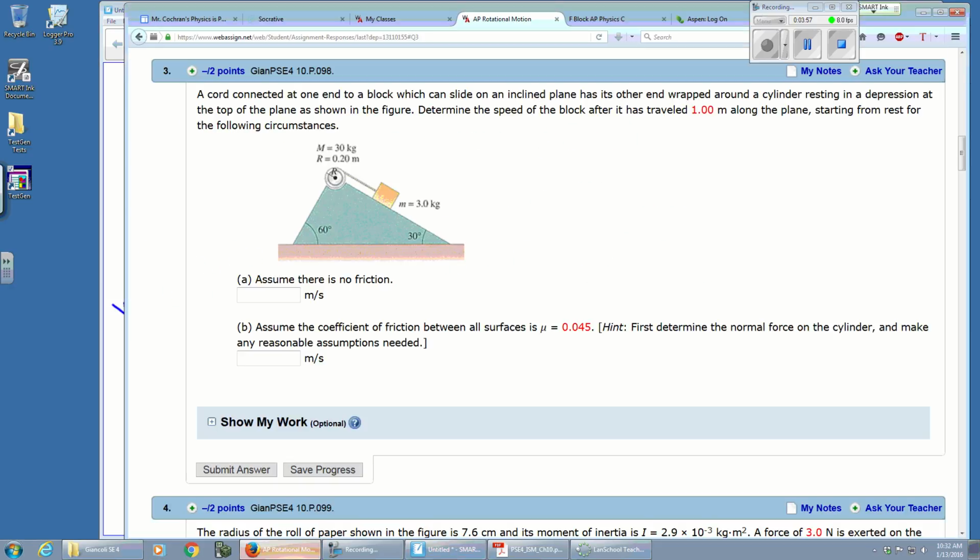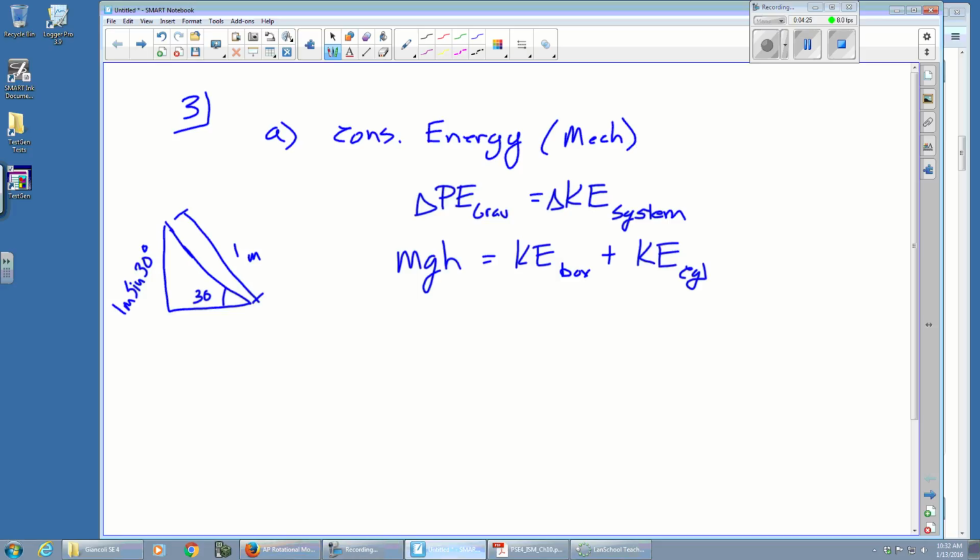The gravitational potential energy, the one that changes, is, of course, of the box, right? Not of the cylinder, because there is no potential energy stored in the cylinder. We would need to either change the height of the cylinder or have a spring or something else to store mechanical potential energy. It doesn't have that. So where we're going here is this will be the mass of the box, gravity, our height, which is our 1 meter, sine 30 degrees.